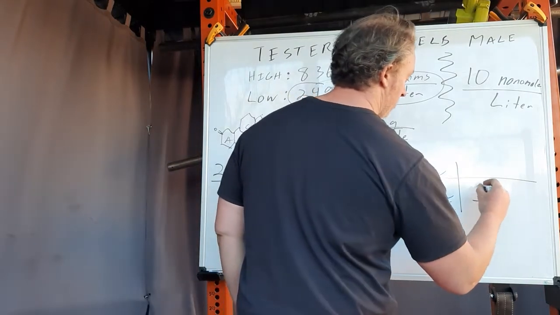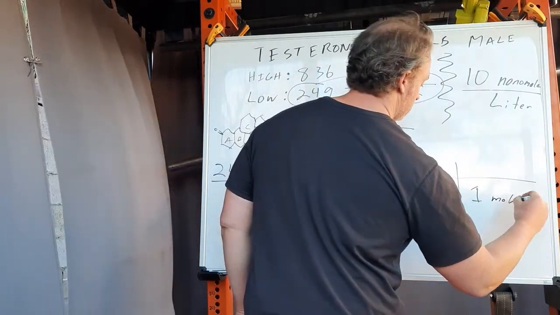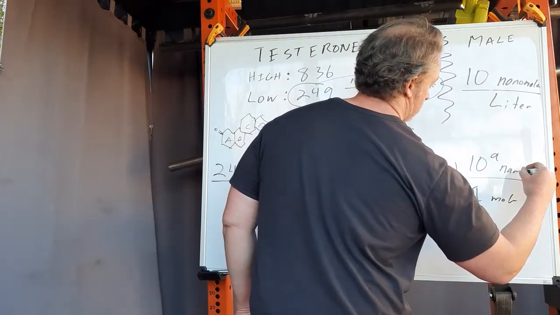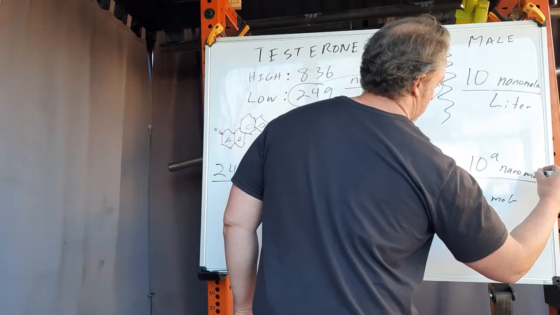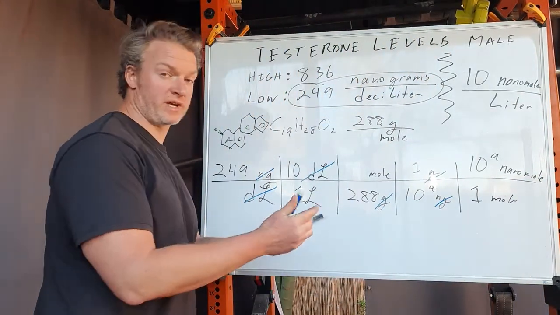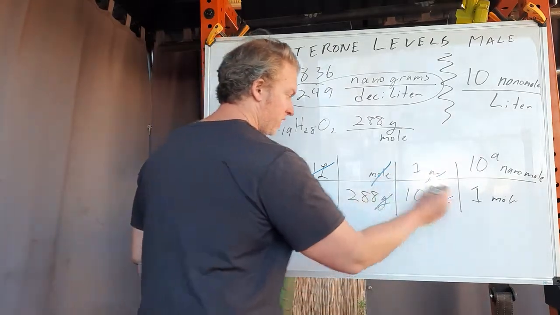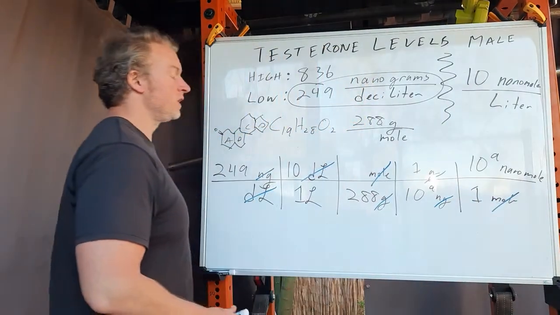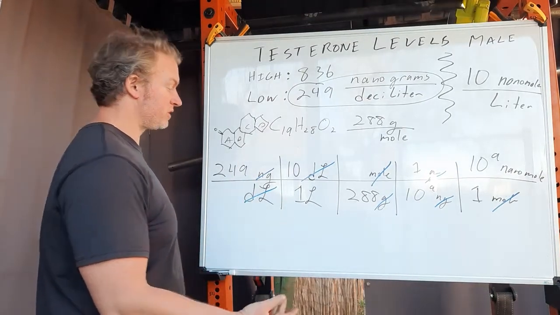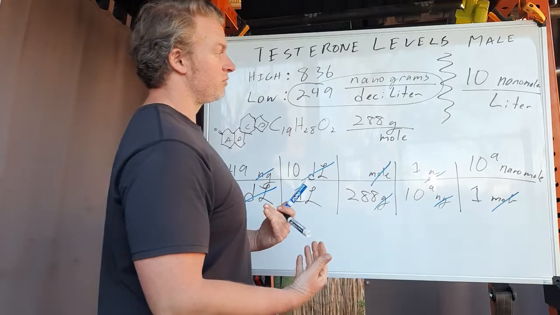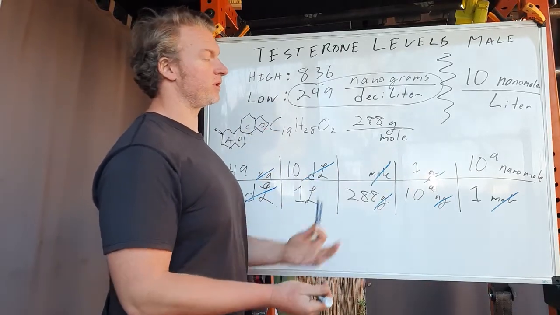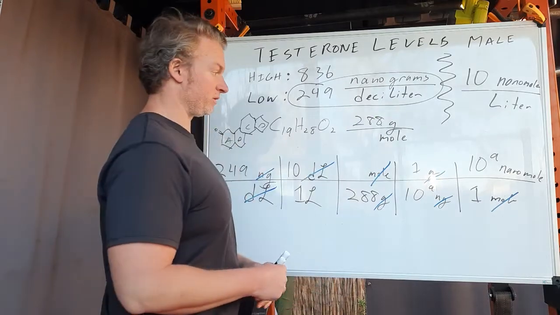For every 1 mole, there are 10 to the 9 nanomoles. Apologize for the handwriting. Moles cancels. So now if we pick up our calculator, we would have the units. The units in our scaffold match what we're looking for, nanomoles per liter.